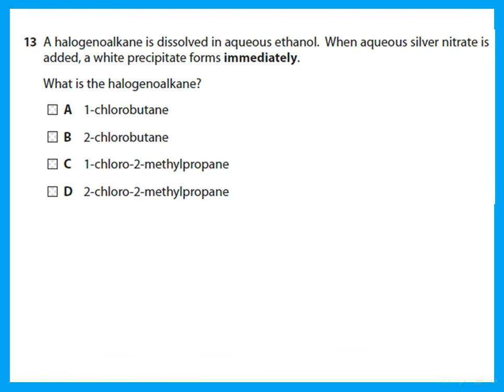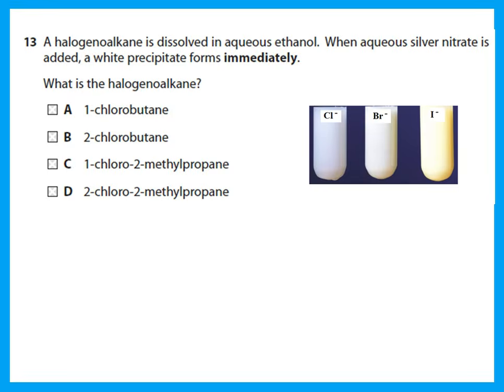A halogenoalkane is dissolved in aqueous ethanol. When aqueous silver nitrate is added, a white precipitate forms immediately. First of all, you should remember that when we add silver nitrate to something, it gives a white precipitate if I had a chloride, cream precipitate if I had a bromide, yellow precipitate if I have iodide. Now, looking at the choices, all of them are chloro, so all of them should give a white precipitate. But the difference is which one would give a white precipitate immediately, so which one is faster. Well, let's look at the choices.